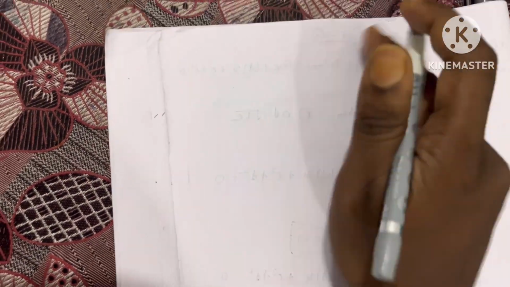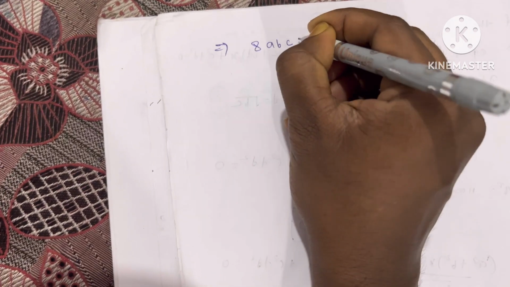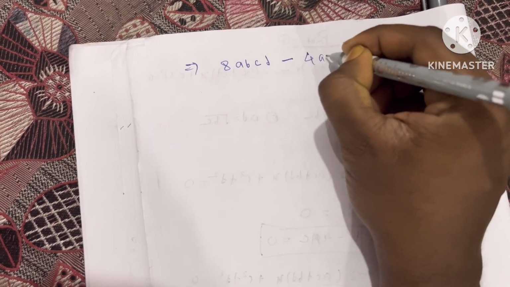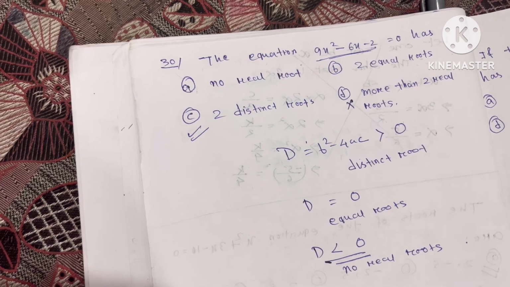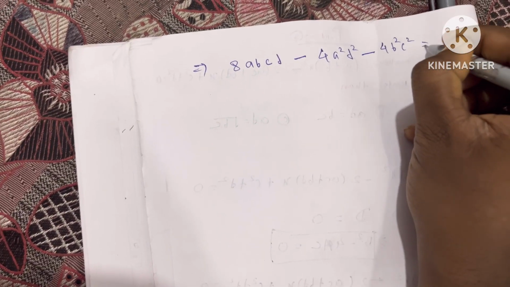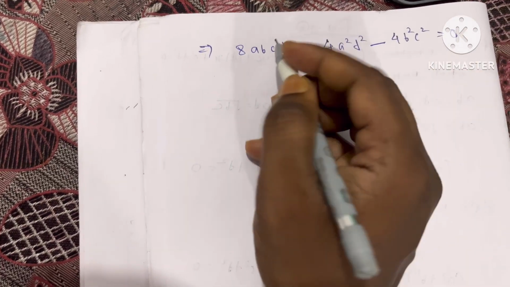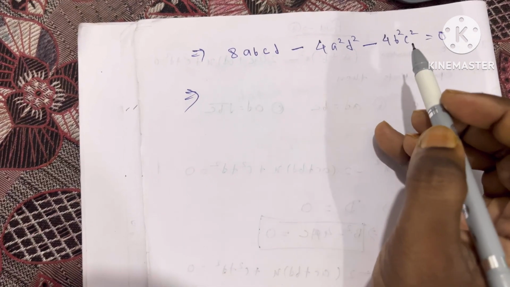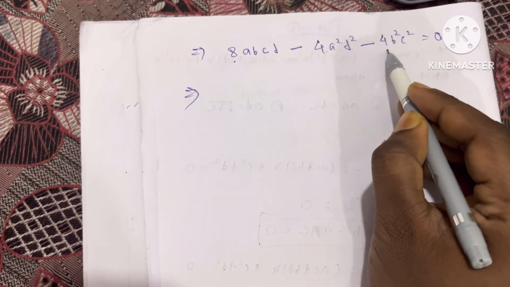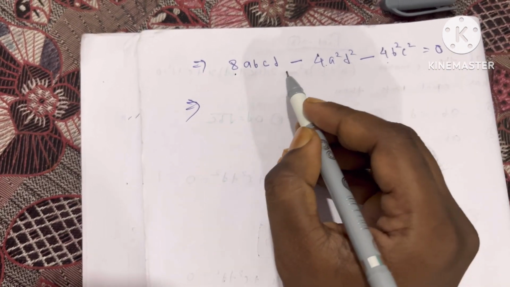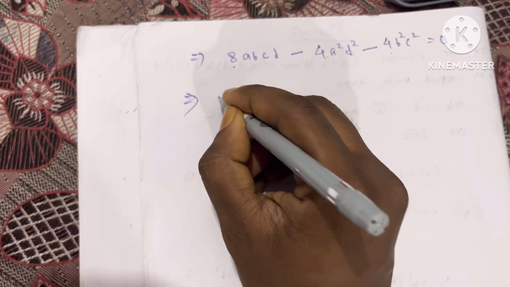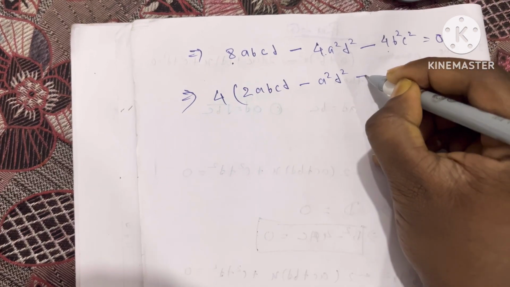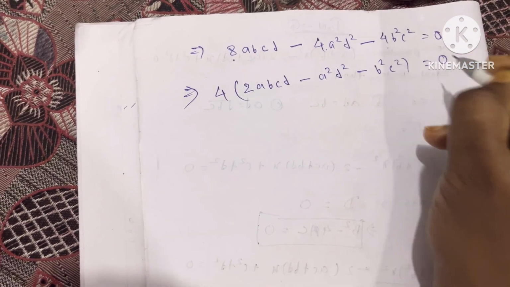After cancelling, you got 8abcd minus 4a square d square minus 4b square c square is equal to 0. Okay, so if you see all the terms, they are multiples of 4: here 8, here 4, here 4. So we can take 4 common. If you take common 4, what answer will come? 2abcd minus a square d square minus b square c square is equal to 0.